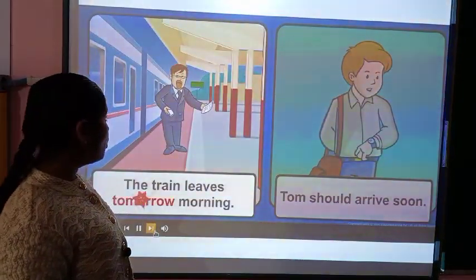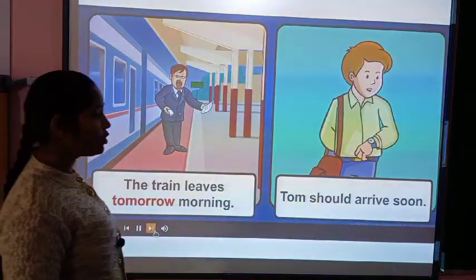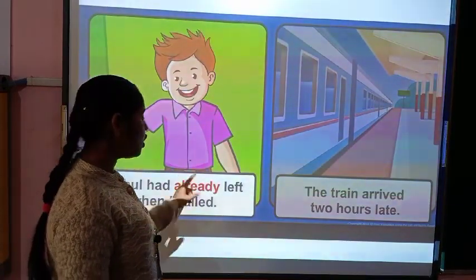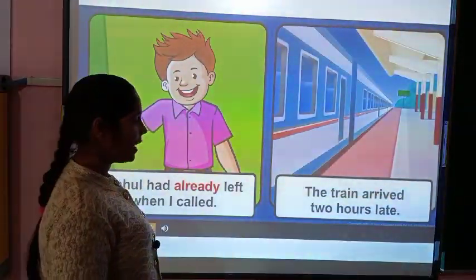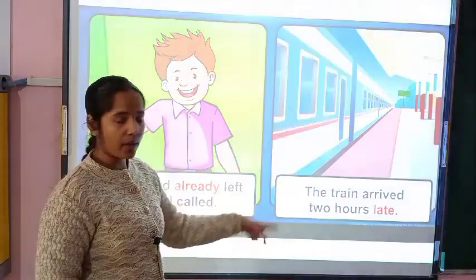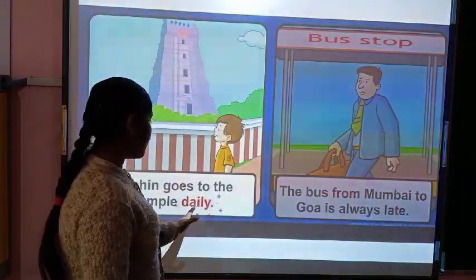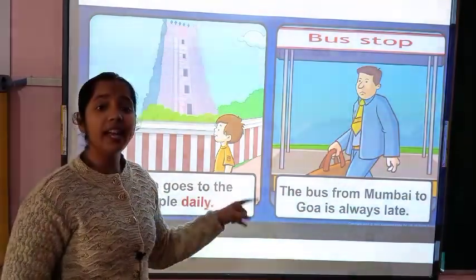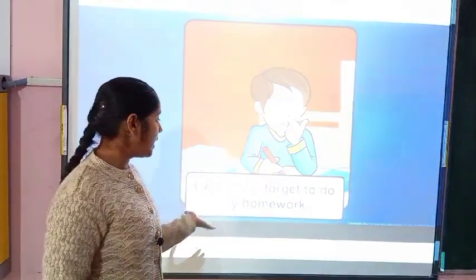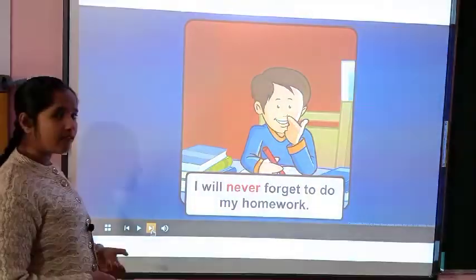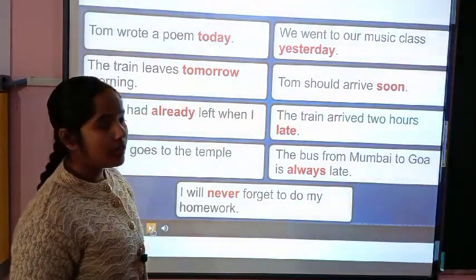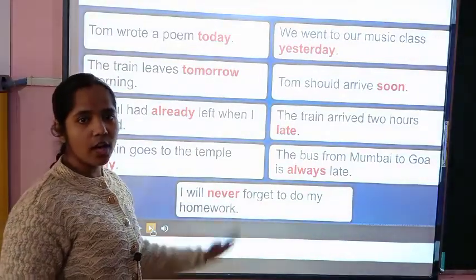The train leaves tomorrow morning. Tomorrow is showing the time. Tom should arrive soon. Soon is showing the time. Understood? Rahul had already left when I called. Already. The train arrived two hours late. So these are all words related to adverb of time. See, late has been highlighted there. Sachin goes to the temple daily. The bus from Mumbai to Goa is always late. I will never forget to do my homework. Never. Can you see all the words are related to adverb of time?